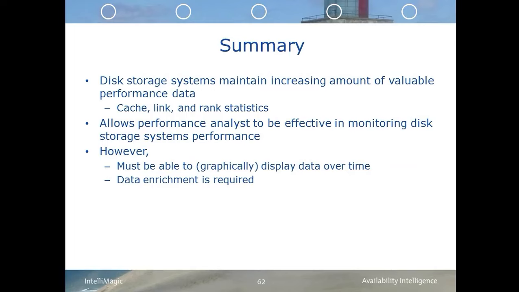Disk storage systems are providing a lot of performance metrics via RMF. Although this data is very useful, it can be pretty difficult to wade through. One option is to produce your own code to display the data in a concise and understandable format. Or you can use IntelliMagic Vision, which already does this and more. Besides just presenting the data, Vision provides additional calculated metrics as well as intelligent thresholds for key statistics.